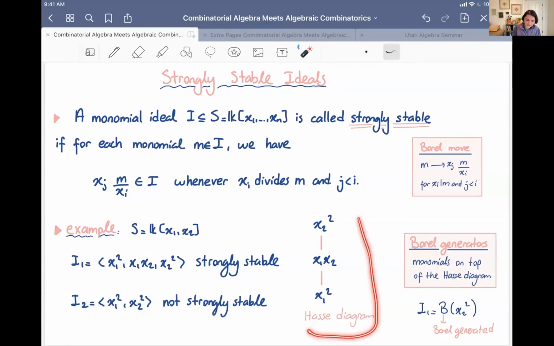We can use these Hasse diagrams to see what is the minimal number of things that you need to represent these strongly stable ideals. The monomials on top of these Hasse diagrams tell you all the other things. For this one, x2 squared, we'll call that a Borel generator, because that's the minimal information we need to have everything else about the generators. I'm going to use this notation B to talk about only the Borel generators. So this ideal I1 is Borel generated by x2 squared.